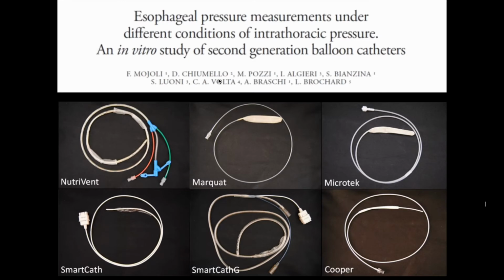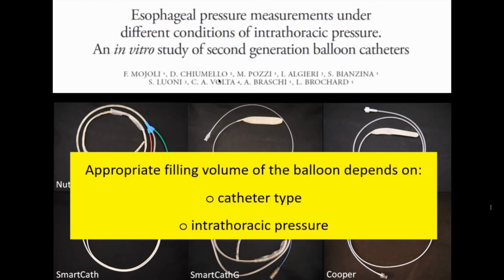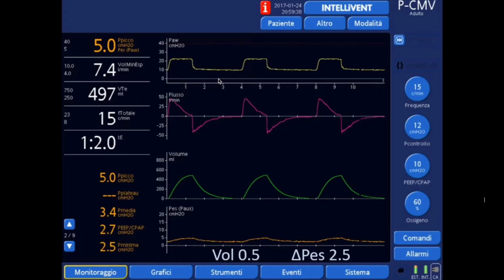Now different catheters have different optimal filling and there is very little correlation between them. Appropriate filling will depend, as I said, on the catheter type and also on the intrathoracic pressure. How much volume is to be given? So here we start with 0.5 ml.